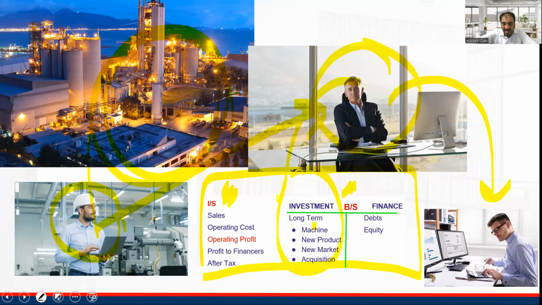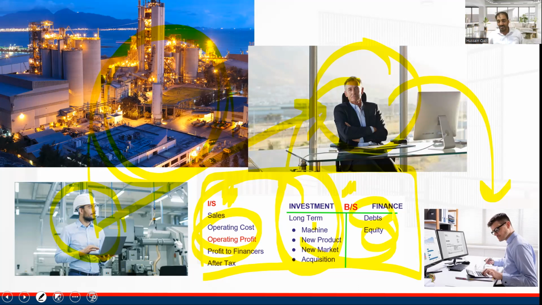The investment suggested by the production manager, is this investment viable? It is based on profitability. First of all, justify the investment with respect to profitability. If the entrepreneur's mind agrees, yes, it's profitable, the demand is permanent, then how to arrange the finance? Equity finance or debt finance? How to arrange the finance? Equity based or debt based?